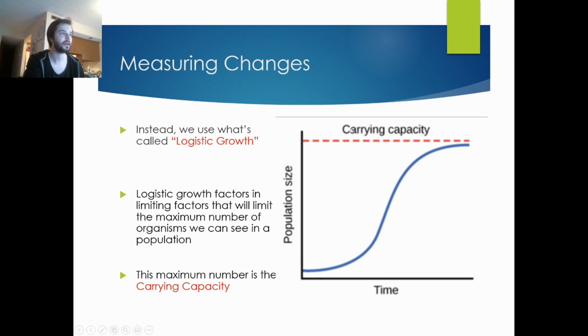If you remember from Bio 1, this is what we referred to as the carrying capacity. It is the maximum number of organisms that can fit in a certain ecosystem. That number can change. It can go up, it can go down, but it will always be there in some capacity. You will never have a population that does not have a carrying capacity, because that would imply that there's infinite resources, which is never the case.